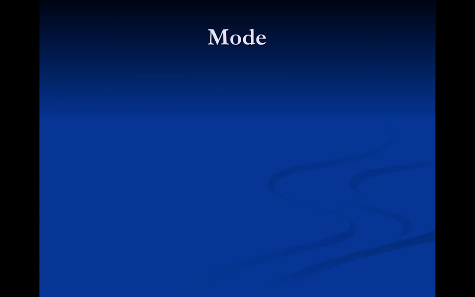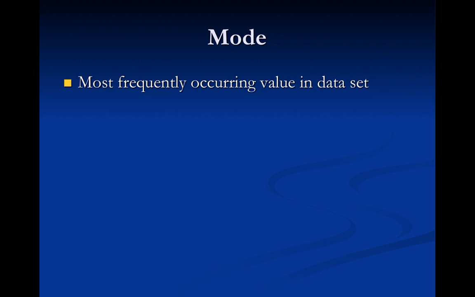The mode is really an interesting measure of central tendency to calculate. It's probably the easiest measure of central tendency to calculate, and it's the one that a lot of people like to use the most because it's so easy, to be honest with you. What is the mode? The mode is defined as the most frequently occurring value in your data set or in your group. So ultimately, we're saying what value occurred the most frequently in your data set.